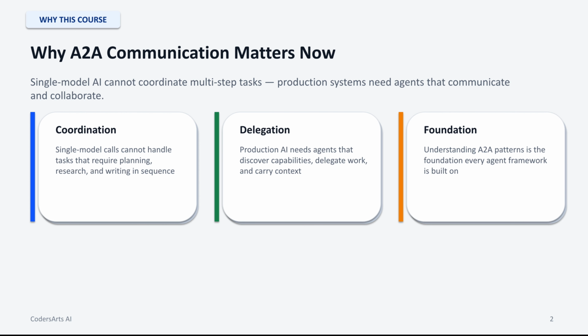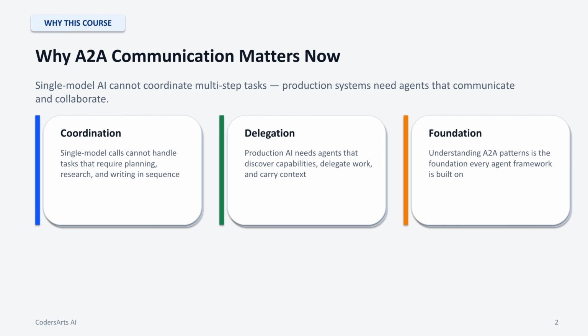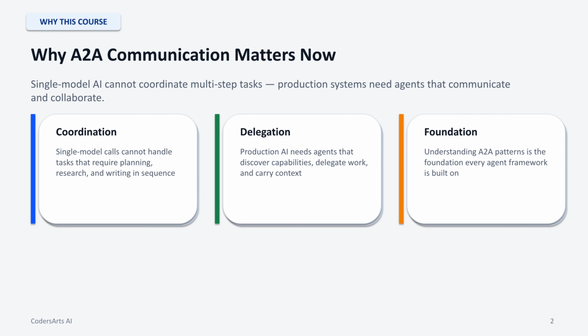So why does A2A communication matter now? Here is the reality. A single LLM call cannot handle complex multi-step workflows. Real-world AI systems need planning, research, and execution, and that requires multiple agents working together. Without communication between agents, your system breaks at scale. So, agents do not work alone, they coordinate.